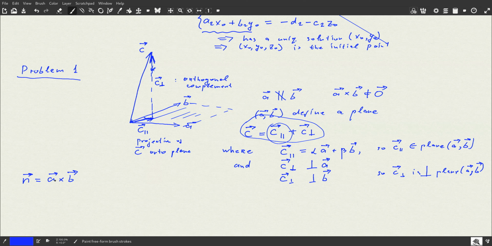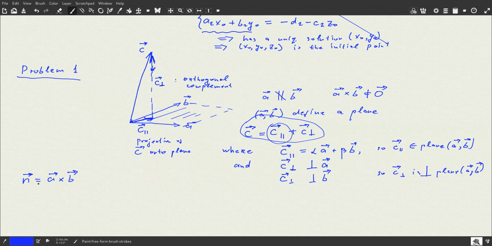Obviously, when we do this type of decomposition, this orthogonal complement is not unique. If instead of the product A and B, we consider B and A, we would look into the normal vector going in the opposite direction, and the projection of our C orthogonal would change sign in that case. But up to sign, it will be uniquely defined.